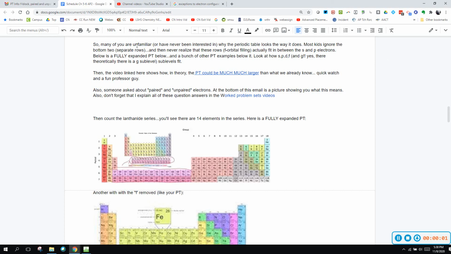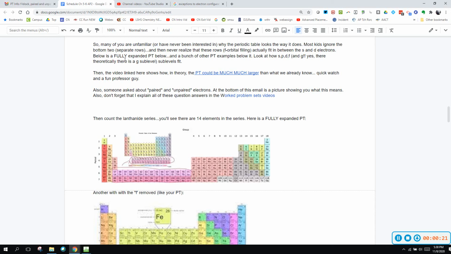So many of you are unfamiliar or have never been interested in why the periodic table looks the way it does. Most kids ignore the bottom two separate rows and never realize that these rows, the f orbital filling area, actually fit in between the s and the p electrons. S and the d electrons, actually, that would be.